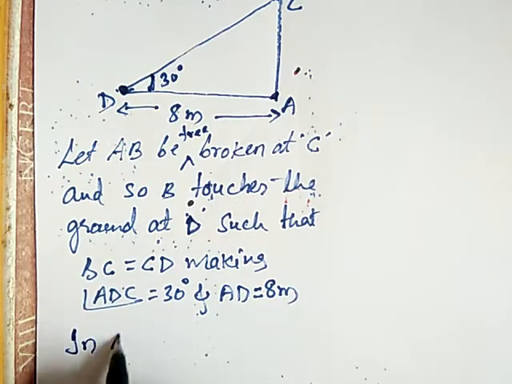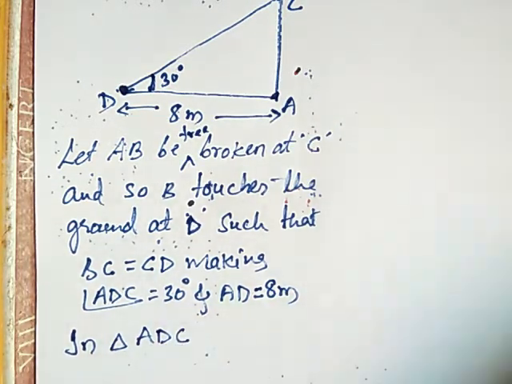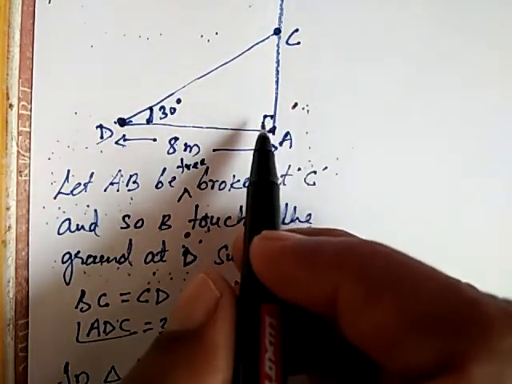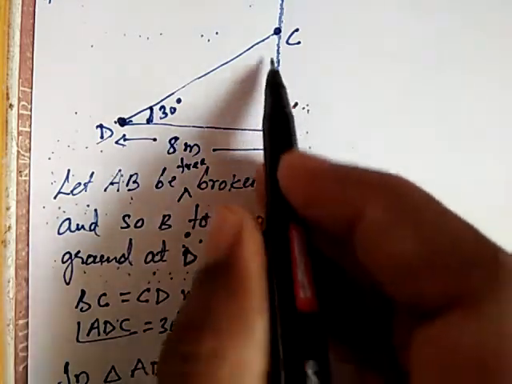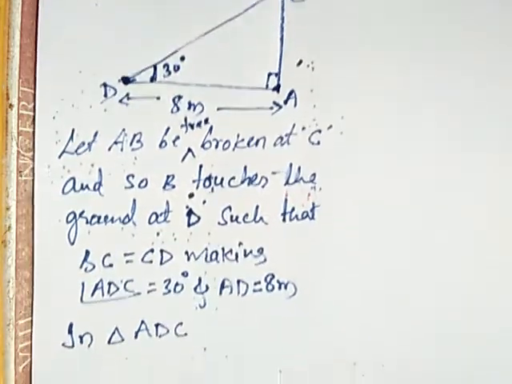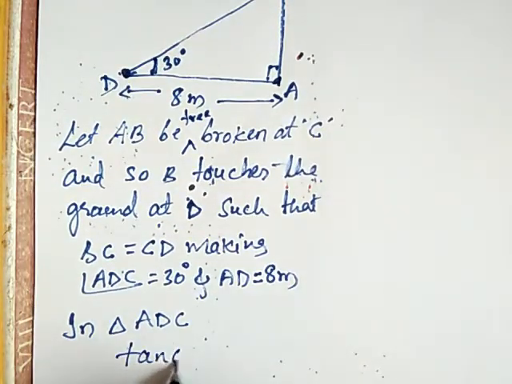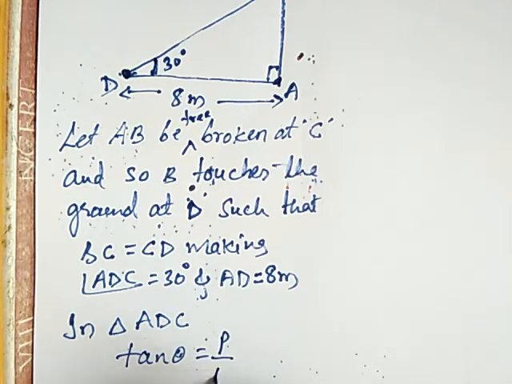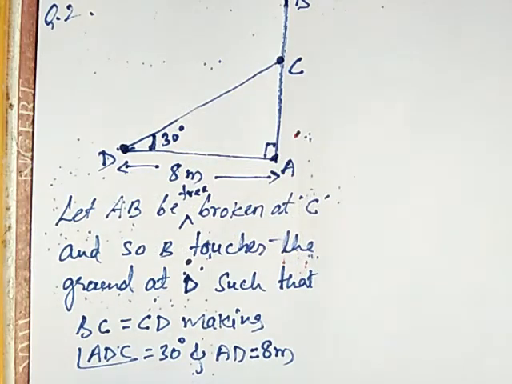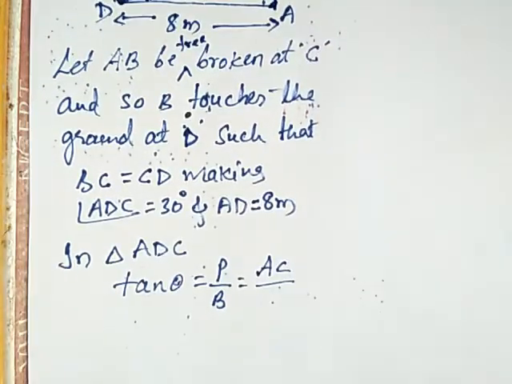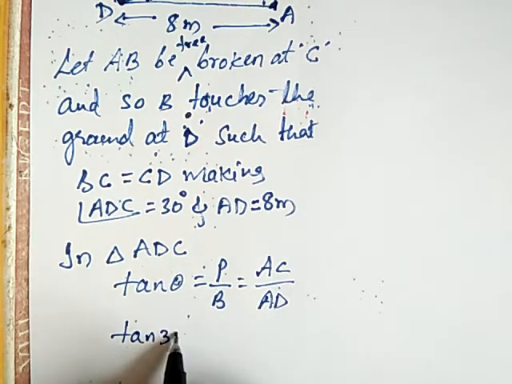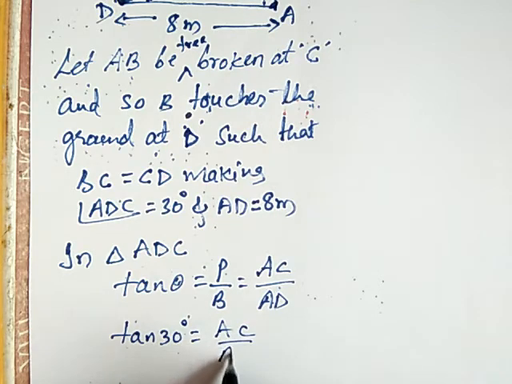In the right angle triangle ADC, this angle is 90 degrees. This is given, and we need to find this one. So how to find this one? You can apply tan 30 degrees, or tan theta. Tan theta is equal to what? Perpendicular by base. Here AC is the perpendicular and AD is the base. So tan 30 degrees is equal to AC by AD.